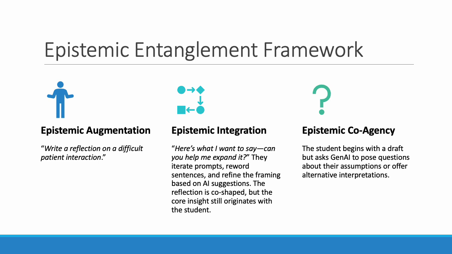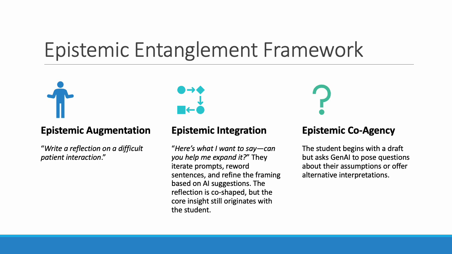You can now push your interaction a little further to the next configuration, and this I call epistemic integration, right? So here your interaction with the tool is a little bit more. Your prompts are iterative. You're rewording some of the sentences, and it's more of a conversation of, this is what I want to say, can you help me, right? And you're working through what the AI suggests for you. Your reflection is shaped by a bit of those conversations. But that I still think is just level 2.